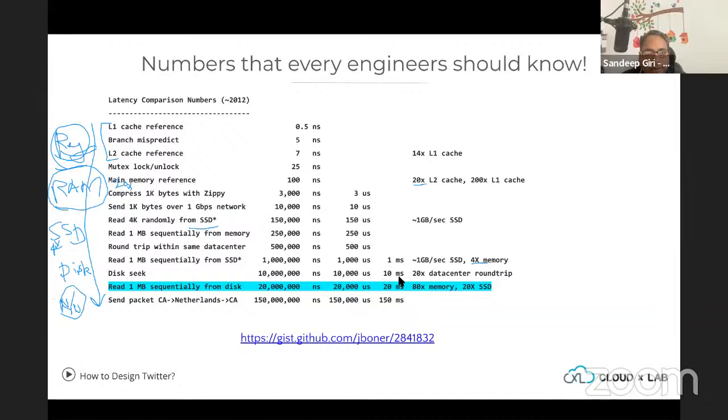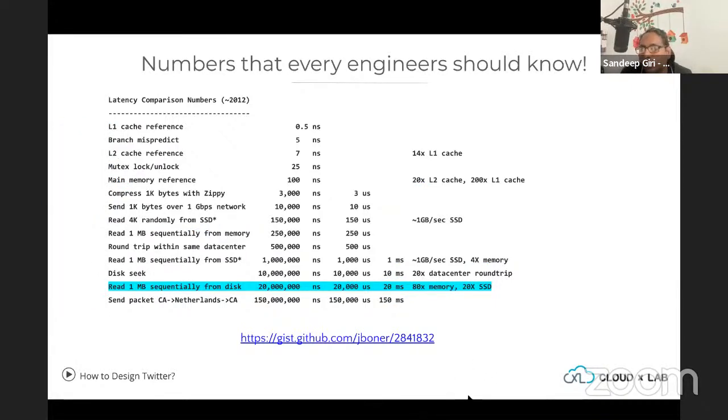Disk is around 10 times slower than SSD. Sorry, no, this is 20 times. You can see, reading something from disk is 80 times slower than the memory, and 20 times slower than SSD. 4 times 20. So these are the numbers that all of you must know by heart.